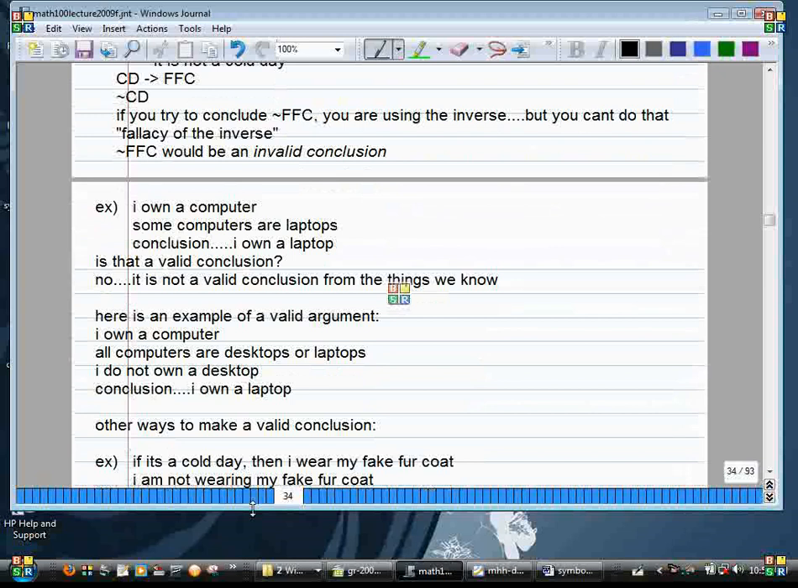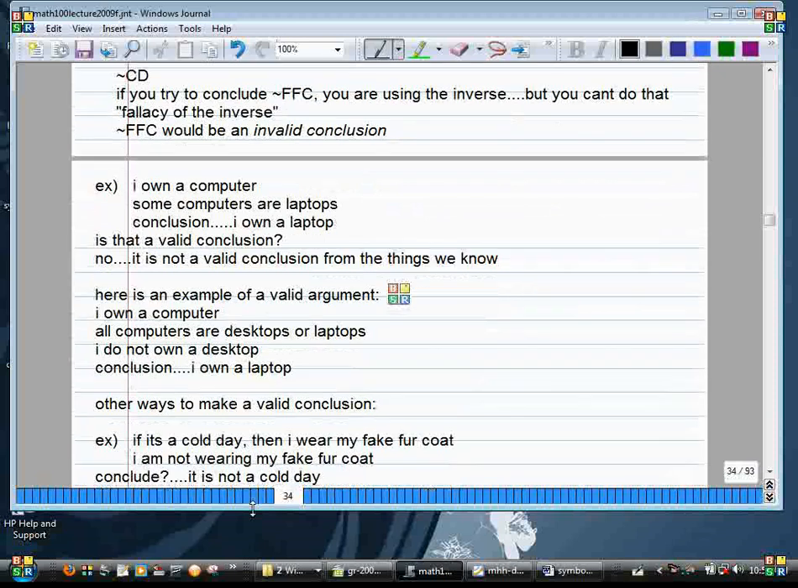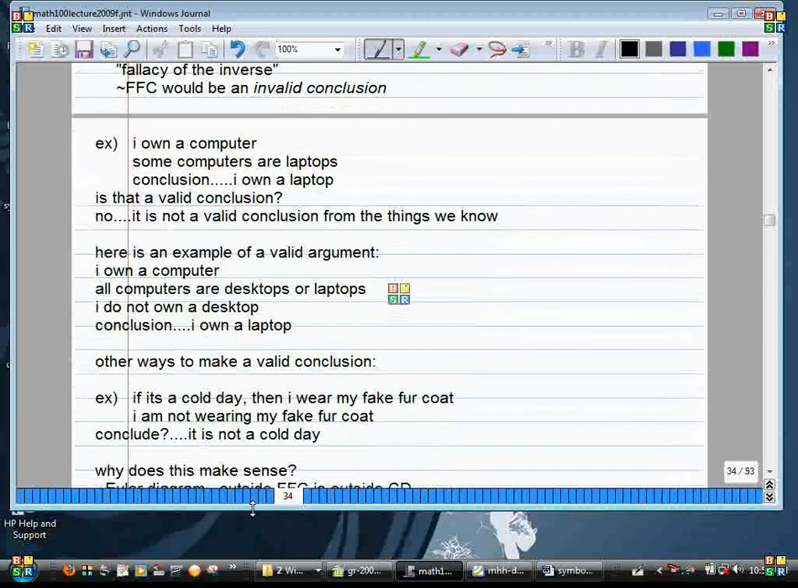If it is a cold day, then I wear my fake fur coat. So we're well familiar with that. I am not wearing my fake fur coat. Yeah, you can conclude that it's not a cold day. So why does this make sense? Because it's the if-then, so if that's false, if that's true, then... Okay. So there are a couple different ways.